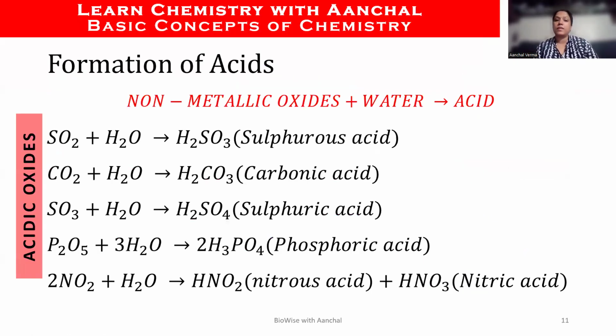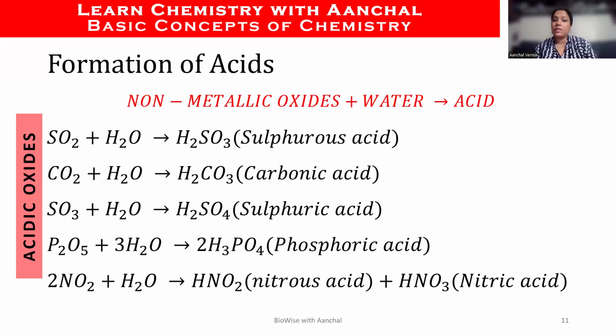Then formation of acids. Generally, when non-metallic oxides react with water, they form acid. That is why they are called acidic oxides. Okay, so any non-metallic oxide, like SO2, that is sulfur dioxide, carbon dioxide, sulfur trioxide, phosphorus pentaoxide, nitrogen dioxide, these are all acidic oxides. Now, there are certain oxides which are neutral, like H2O. H2O is also an oxide of hydrogen, which is neutral. Carbon monoxide is neutral. Right. So when these non-metallic oxides react with water, they form acids.